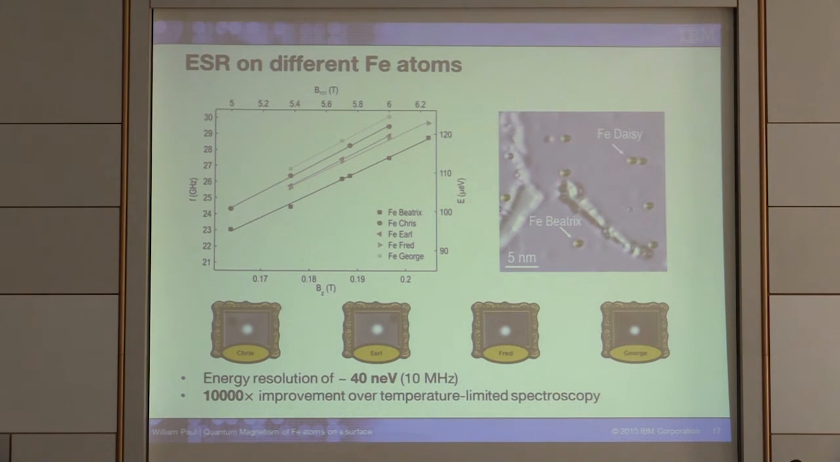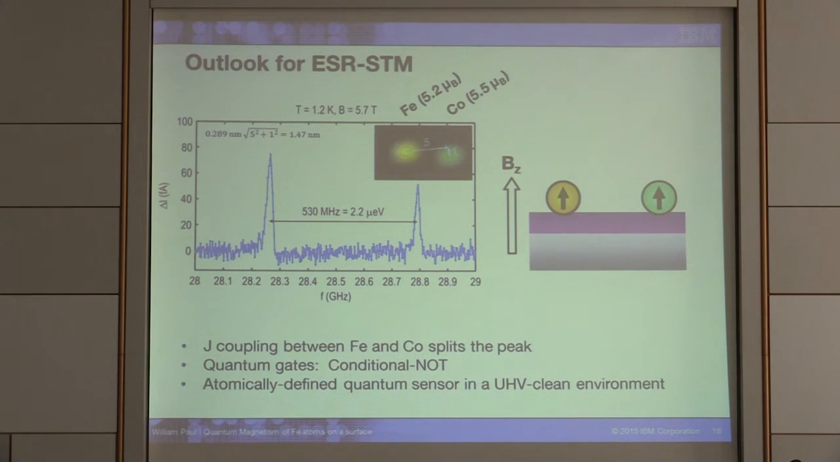And the interesting thing about Daisy is Daisy has a neighbor, and that's a cobalt atom. So iron has a moment of 5.2 μB, and cobalt has a moment of 5.5 μB, and these are known from previous work. And these 2 atoms are 5 and 1 lattice spacing apart. That gives us 1.5 nanometers. And what we see is not only 1 resonance line on this iron atom, but 2. And these are shifted by 530 megahertz, which is 2.2 micro eV.